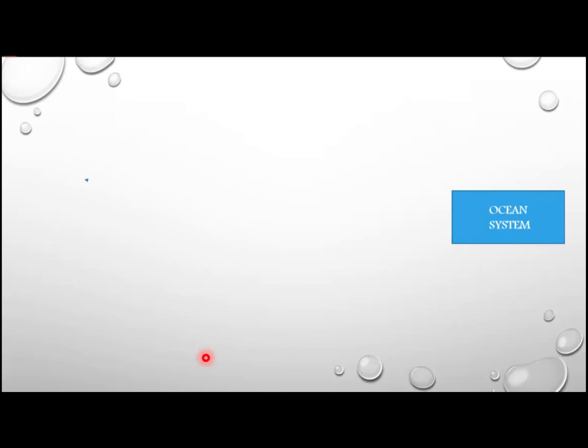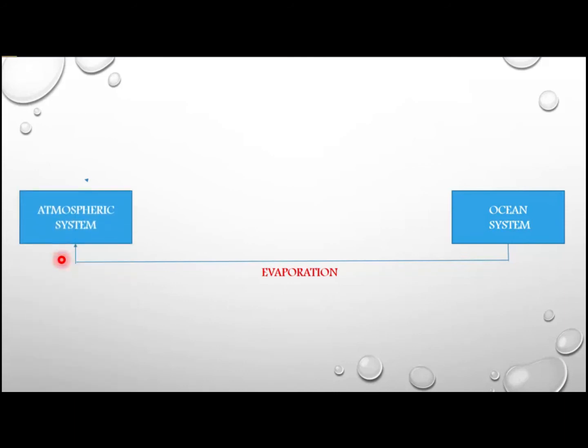Suppose ocean is the main source of water and the water get evaporated from the ocean, and this evaporated water will ultimately reach the atmospheric system, which will contribute the formation of cloud, and once it reaches the dew point it will form rain or any kind of precipitation and again fall over the ocean. So there is a cycle exists.